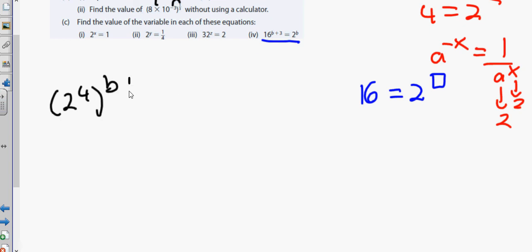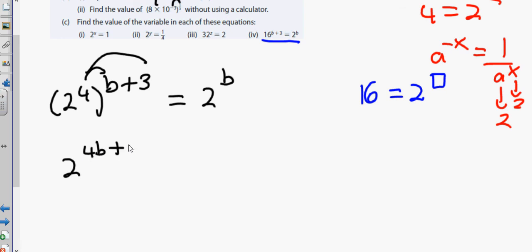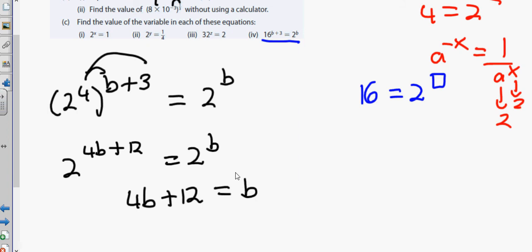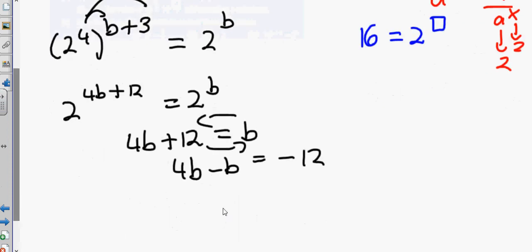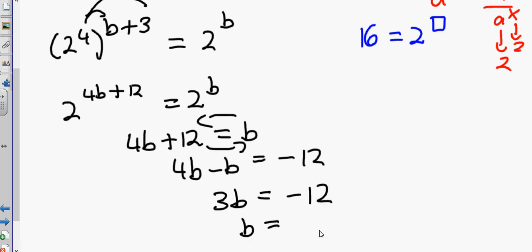b plus 3 equals 2 to the power of b. Remember the rule? You multiply the powers. So it's going to become 2 to the power of 4b plus 12 equals 2 to the power of b. And finally 4b plus 12 equals b. Bring it over, bring it over. You get 4b minus b equals minus 12. And therefore 3b equals minus 12. And b must be minus 12 divided by 3, which is going to be minus 4. b is therefore minus 4.